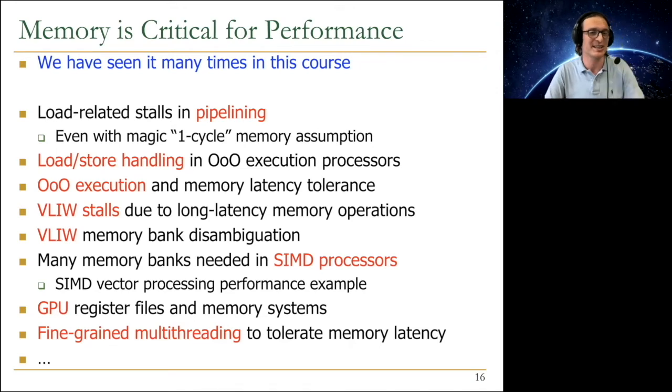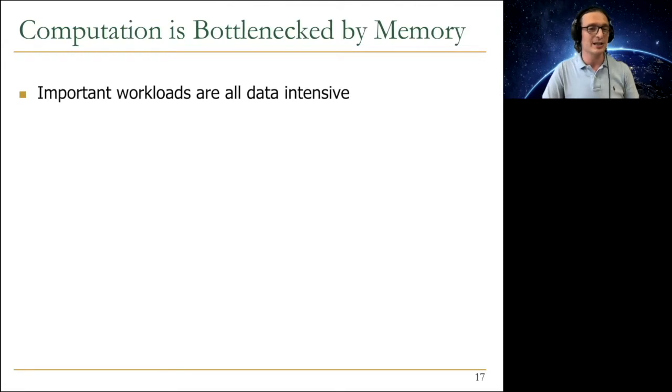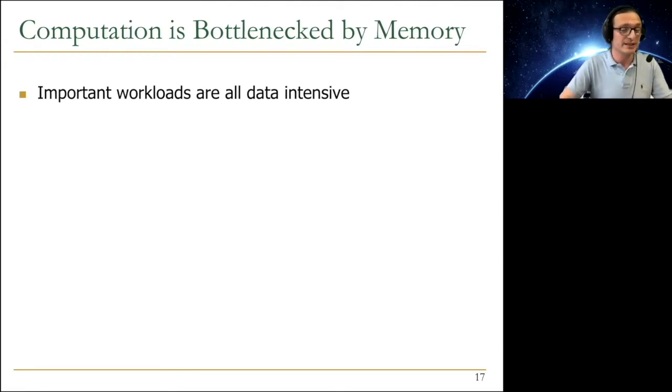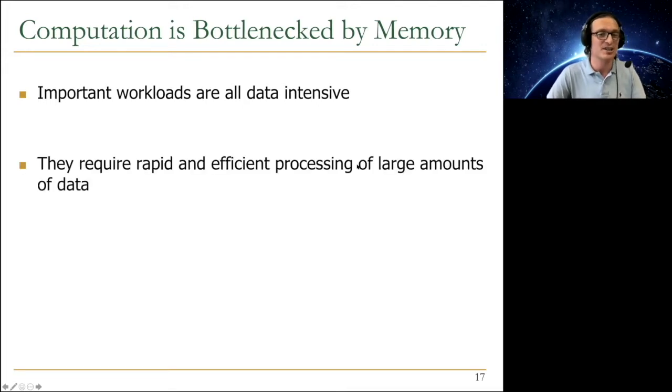Okay, so this is a coverage from the lecture. But now let me go into a little bit more into why memory is really important. Basically, there are multiple perspectives of it. Essentially, today, computation is really bottlenecked by memory. Important workloads are all data intensive, and I give you examples from machine learning, for example. But we've also looked at other examples, vector processing, etc.